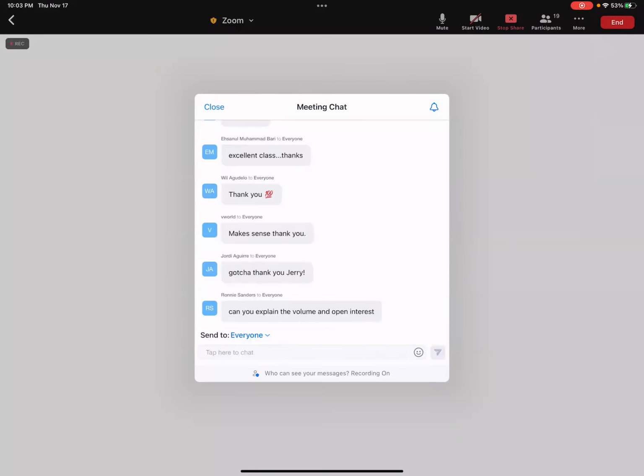But nonetheless, your volume is just going to be the amount of shares being traded within a given time period. Open interest is the amount that are being held, as in they haven't been sold yet. Does that answer your question, Mr. Sanders or Ms. Sanders?